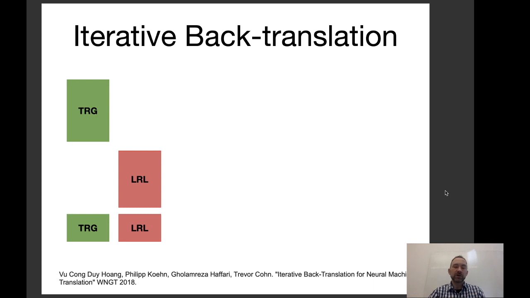So one issue with back translation, or standard back translation anyway, is that it learns from a very small, low resource and target parallel data set. So another way of improving translation is basically by doing iterative back translation.